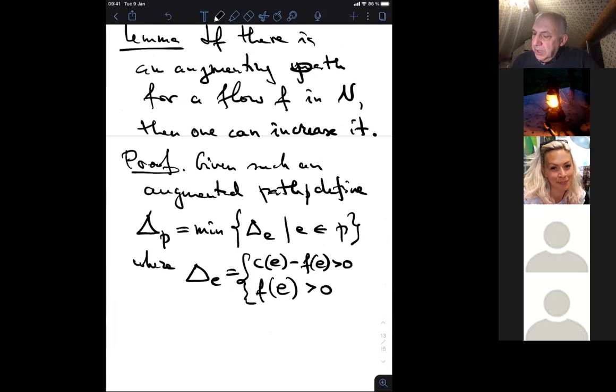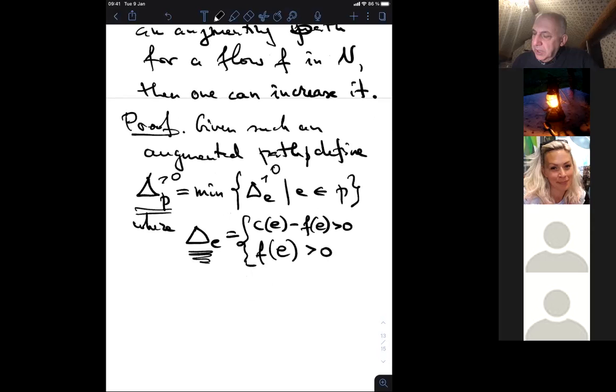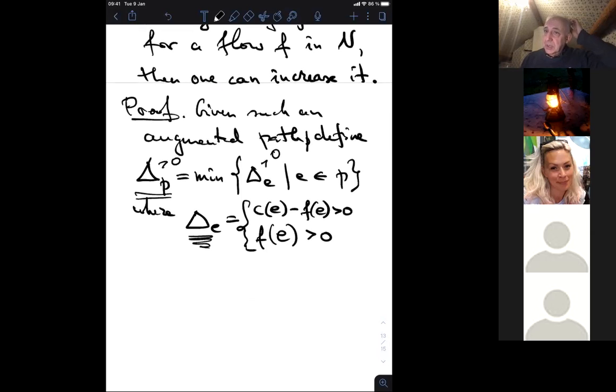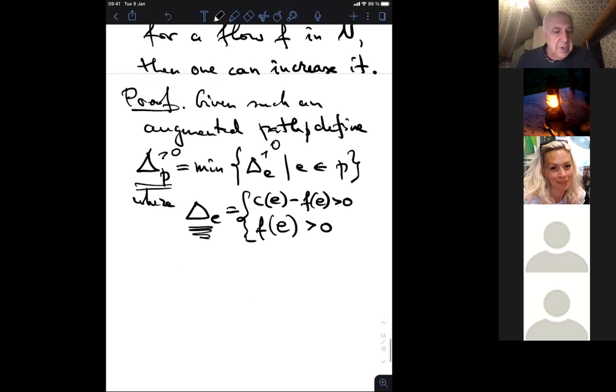Okay, and so for each edge, we're getting those positive numbers delta, and the minimum over all edges in the path is denoted by delta of the path. And that's again a positive number because we're taking the minimum of a finite number of positive integers, because we assume that everything we work over integers: our capacities are integers, or the values of the flow on each edge is an integer.